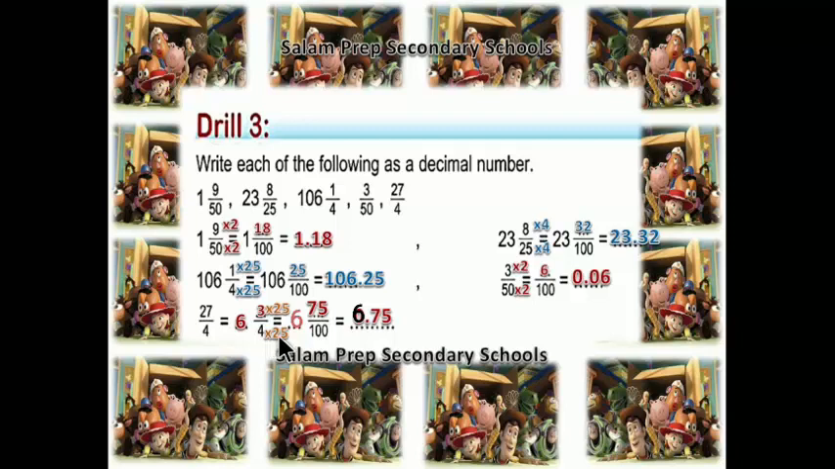Now we need to make denominator 4 to become 100. 4 times 25 equal 100. 3 times 25 equal 75. Now the mixed number is 6 and 75 over 100. This is mixed number, so we write first decimal point, okay? And then write the whole number 6. And then write the decimal part 75. Write in the decimal part 75.